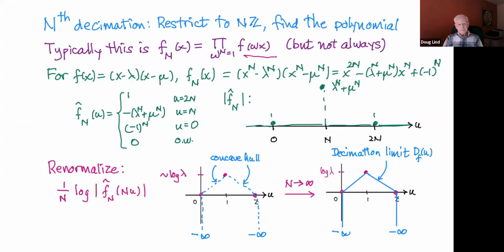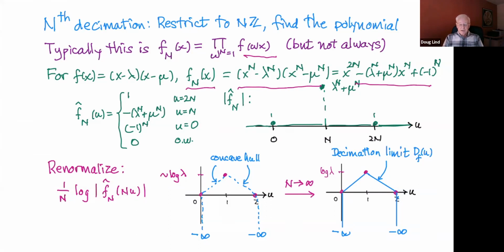So for our standard example, if you do this, what you'll get is the nth decimation is this product of two high-power monomials, two high-power linear things, and you can expand that out explicitly, and you get this result. That's the nth decimation of this polynomial.